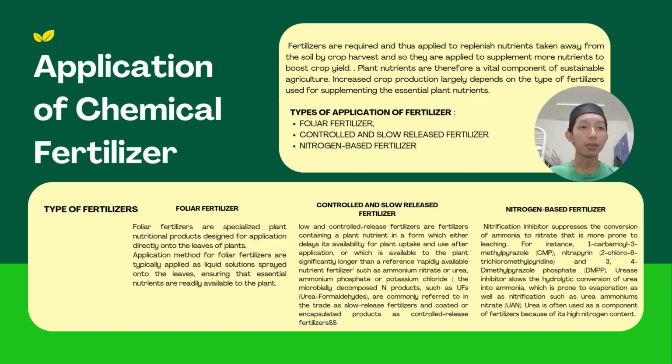Urease inhibitors slow the hydrolysis conversion of urea into ammonia, which is prone to evaporation as well as nitrification, such as urea ammonium nitrate UAN. Urea is often used as a component of fertilizer because of its high nitrogen content.